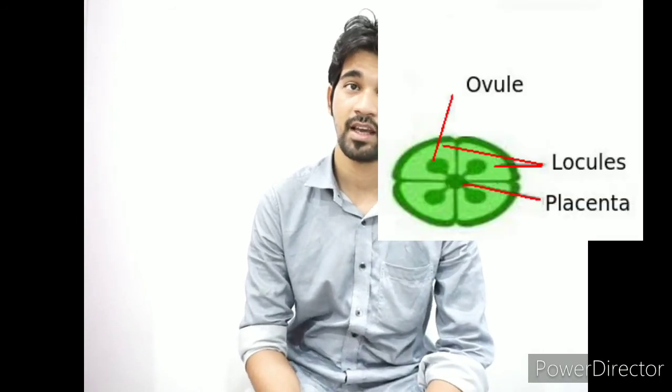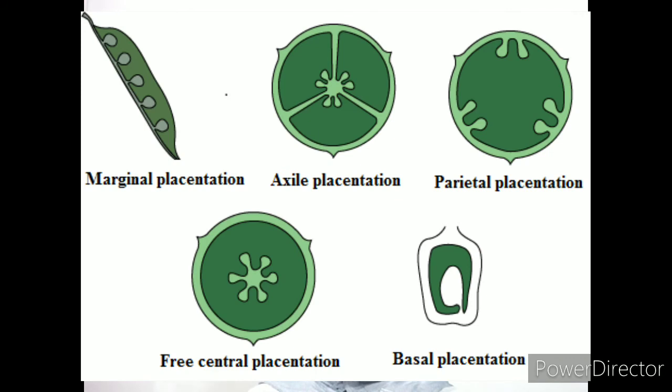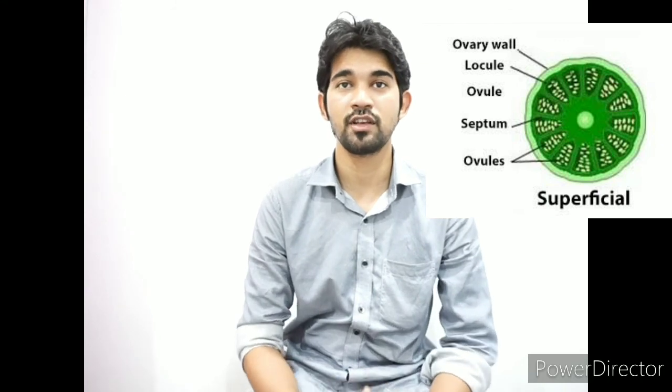The arrangement of ovules inside these chambers is known as placentation. This is the arrangement of ovules within the ovary, and placentation can also be of different types. For example, marginal, axial, parietal, free central, basal, and superficial. These arrangements of ovules can be classified according to their structure.